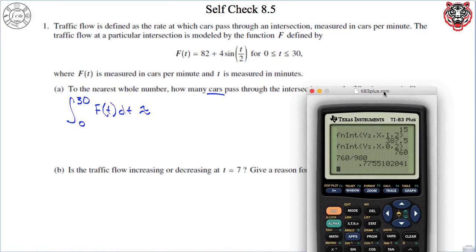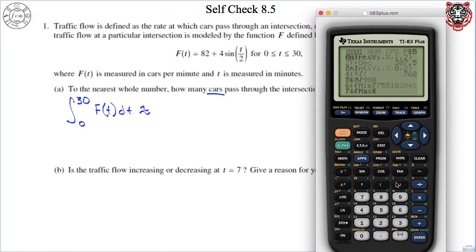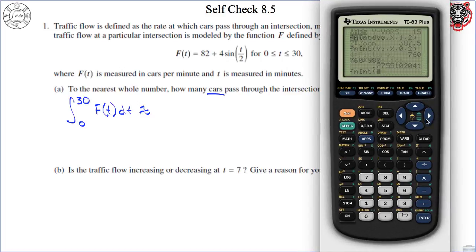Okay, so I have my equation, and I'm doing the integral. So math, 9, and integral of my y1, so var is right, enter 1, and that's going to be comma with respect to x, comma between 0 to 30. All right, so when I do the integral, I get about, oh yeah, and I'm going to round to the nearest car here, so it's going to be 2,474 cars.